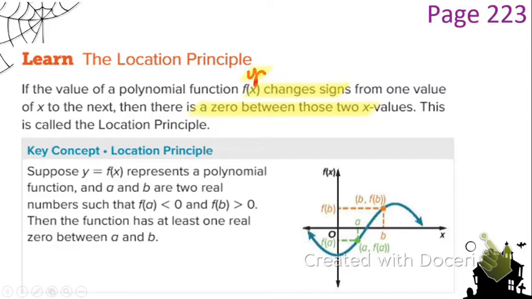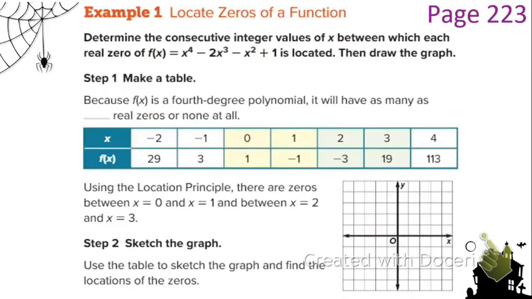Okay? So let's go ahead and look at the table that they gave us. So we have this function here. This is the function. And they already made the table. Now it says that f of x is a fourth degree. Fourth degree means that the highest exponent is 4. That means it will have as many as 4 real zeros.